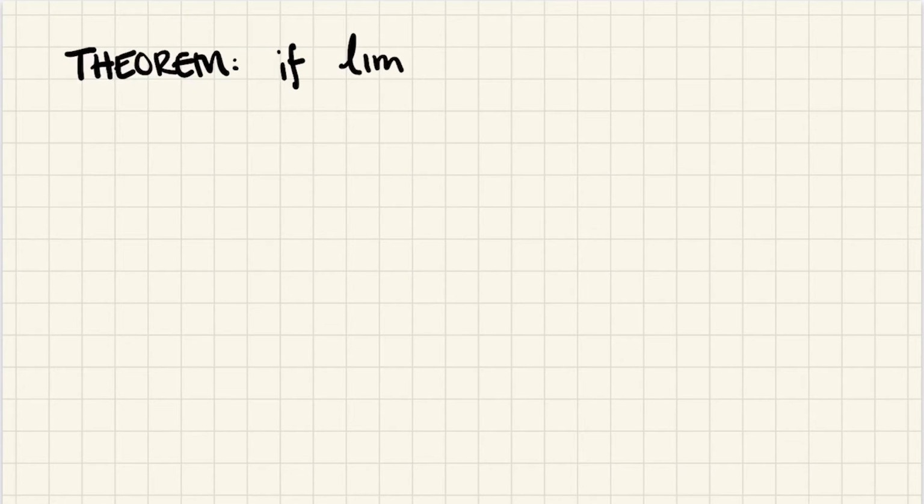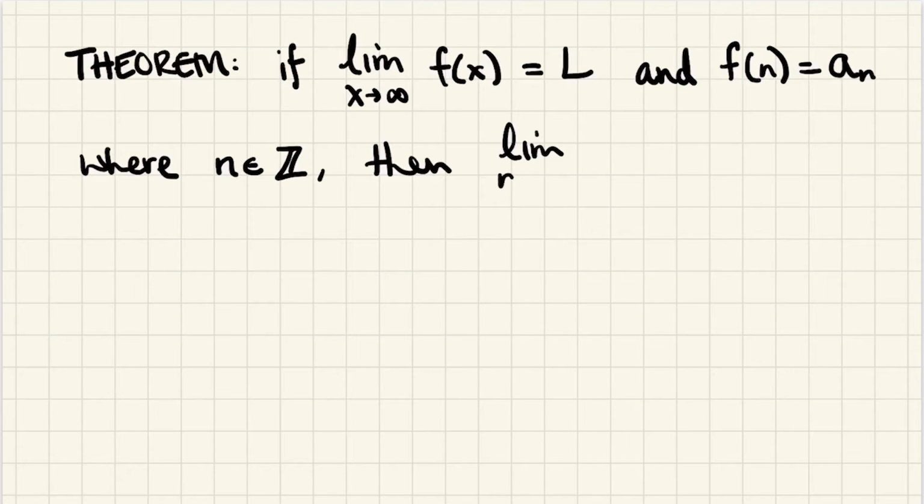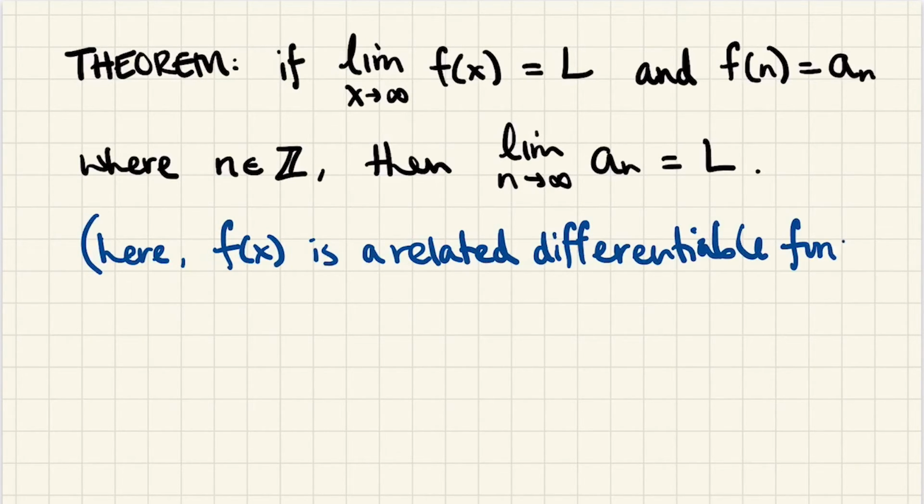So we saw that if the limit as x approaches infinity of f of x is equal to some L value, and if f of n agrees with the nth term of a sequence, where n is an integer, then we can conclude that the limit as n approaches infinity of the terms of the sequence evaluates to L. Here, f of x is often just our related differentiable function. And it's just a hack so that we can use L'Hopital's rule to evaluate the harder limits.